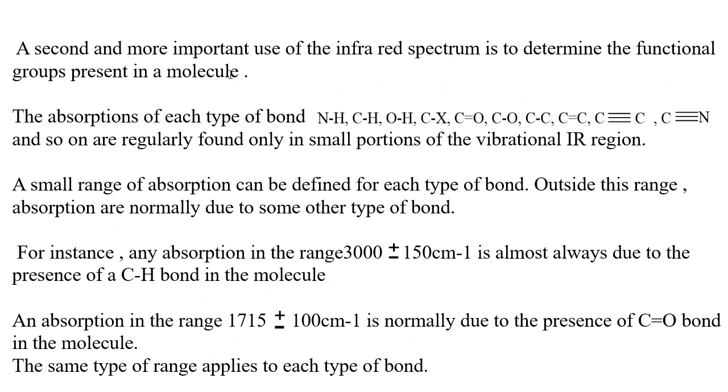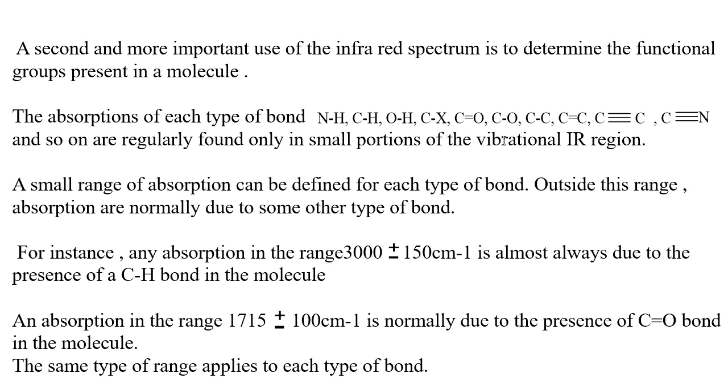The second and more important use of infrared spectrum is to determine the functional groups present in a molecule. That is, infrared spectrum is used to determine the functional group. For example, the absorption of each type of bond, such as N single bond H, C single bond H, O single bond H, C single bond X, X is halogen, C double bond O, C single bond O, C single bond C, C double bond C, C triple bond C, C triple bond N.